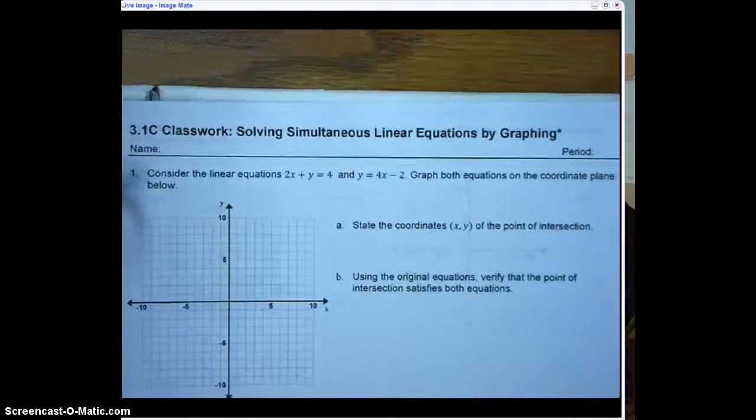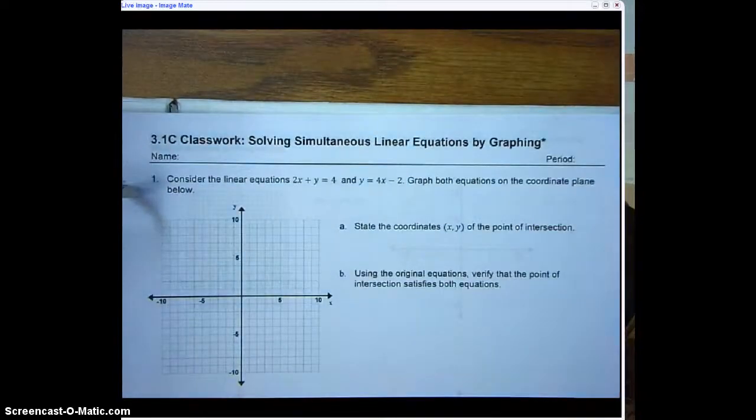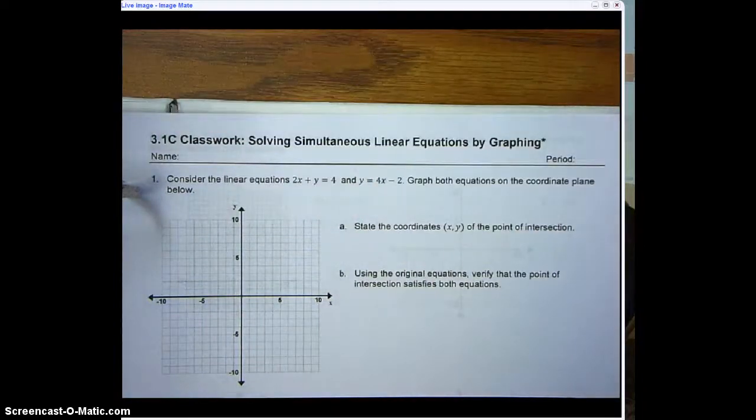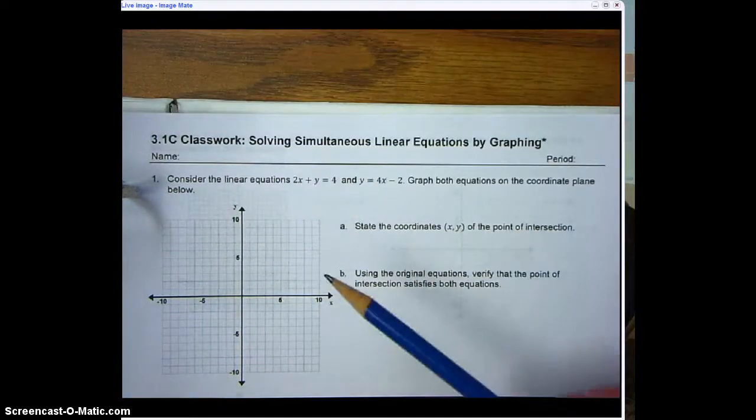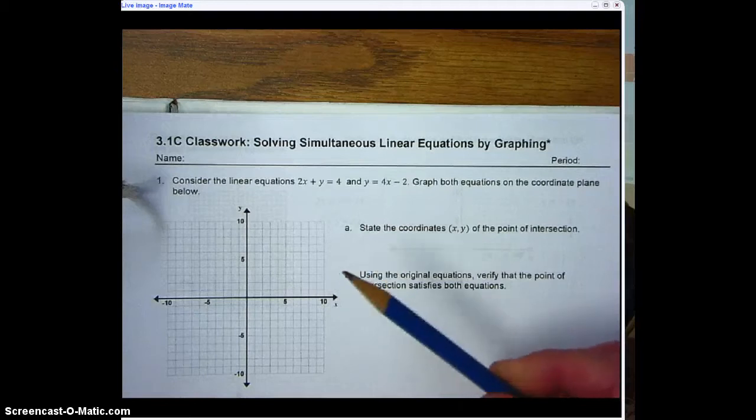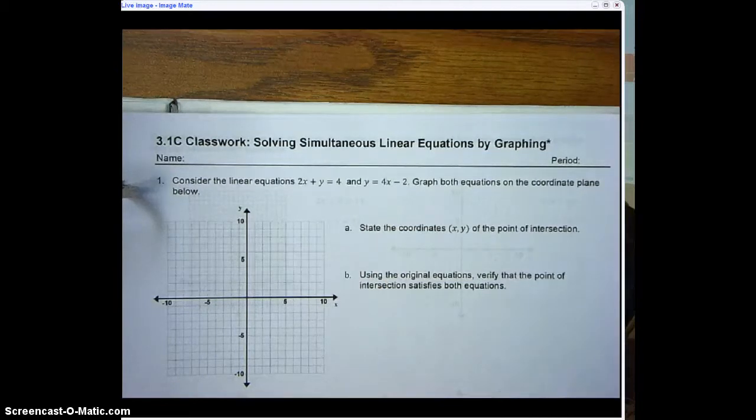Hi guys, turn to 3.1c classwork on page 21 please. You should have a nice sharp pencil and a ruler. This of course is not a nice sharp pencil, but sharp enough. Pencil is the operative word, make sure you have a pencil.